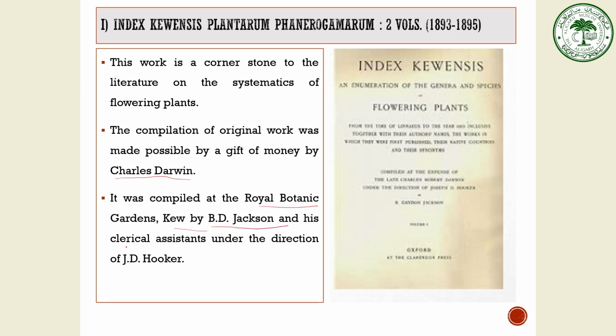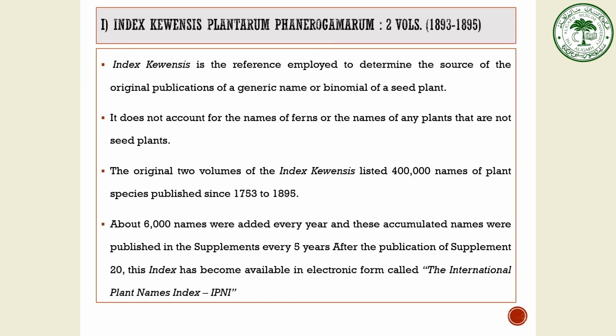Jackson and the clerical assistant under the direction of Sir J.D. Hooker. We all know about J.D. Hooker. We will study the biochemical system of plants as given by him. So this is prepared by him under the direction of J.D. Hooker, and that index consists, as already told you, of the listing of the flowering plants in alphabetical manner. It was published in two volumes earlier, in 1892 to 1895, by Oxford.